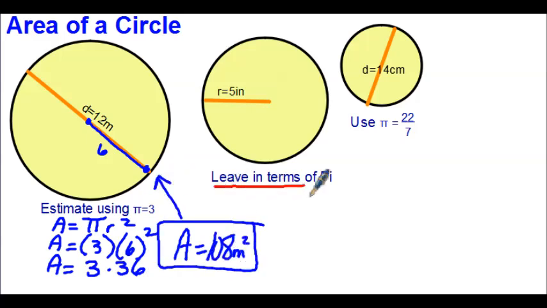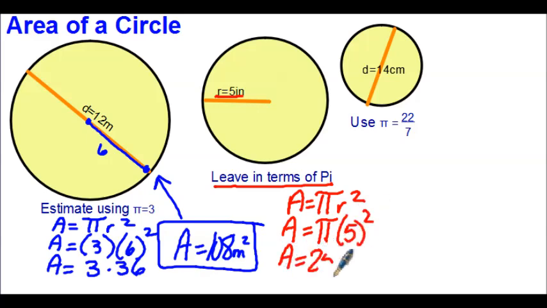You might also be asked to find area but leave in terms of pi. Again, your formula and your substitution step, but this time you don't substitute in for pi. You treat it like a variable and you get 25 times pi square inches.